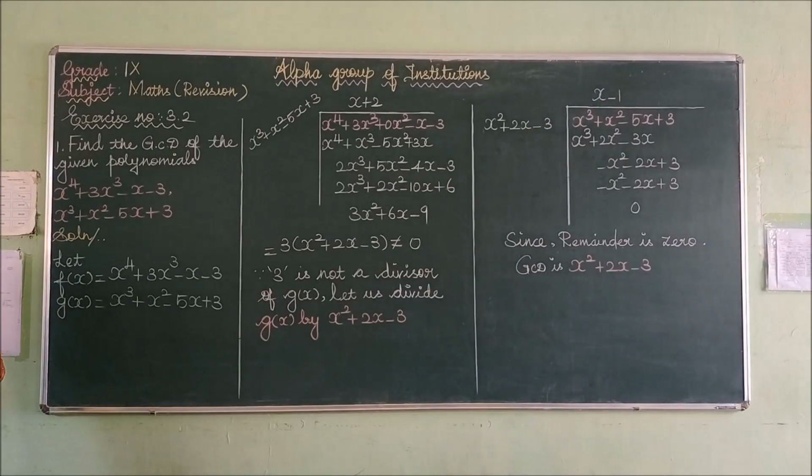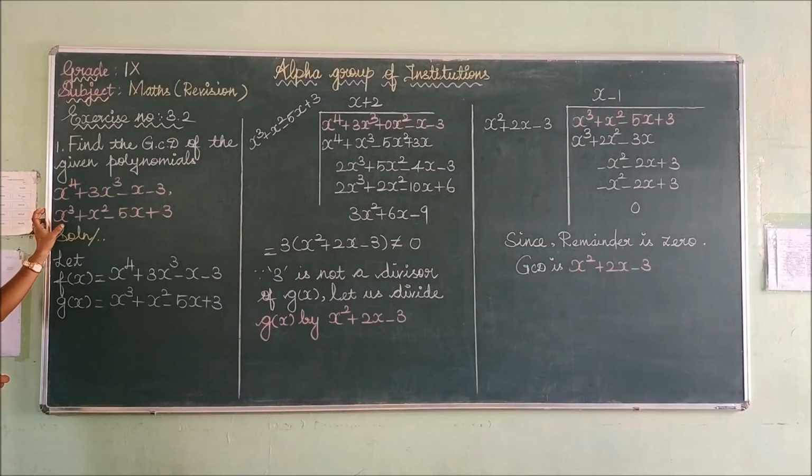Exercise number 3.2. Find the GCD of the given polynomials. They have given you the polynomials. What are they? x power 4 plus 3x cube minus x minus 3. Another one is x cube plus x squared minus 5x plus 3.